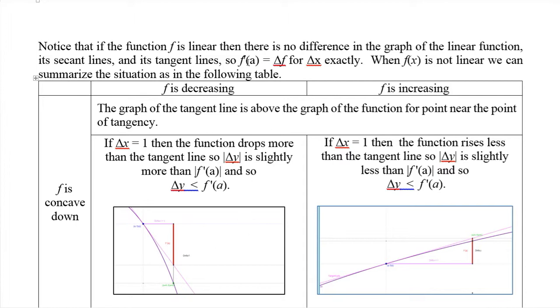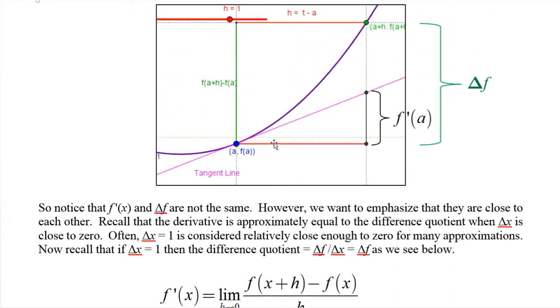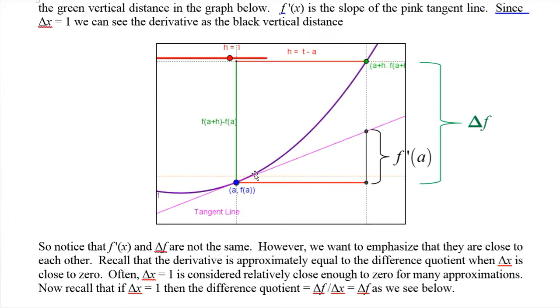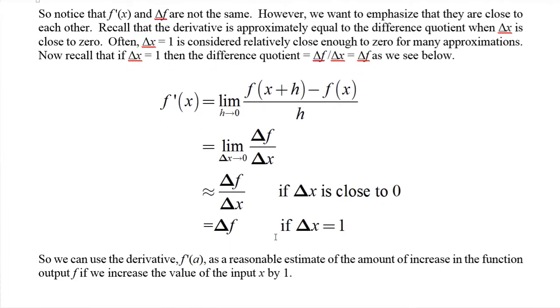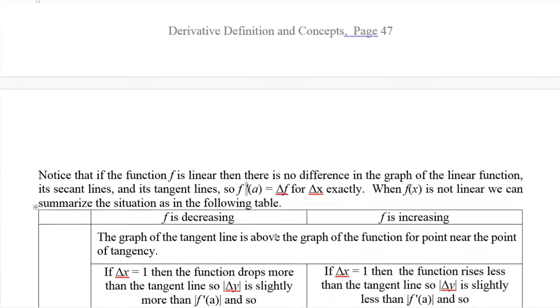Now, what happens if the function is actually linear? Well, if the function were actually linear, then when you looked at this picture up here, the function would just be following the same line as the tangent line, and there would be absolutely no difference in these two things. F prime of a and delta f would be exactly the same thing when delta x is 1. So what happens if f is not linear?